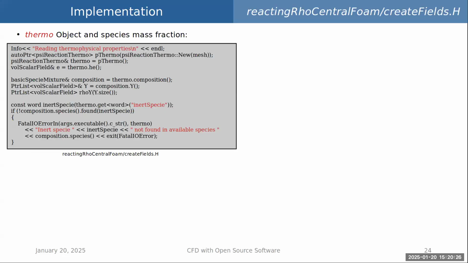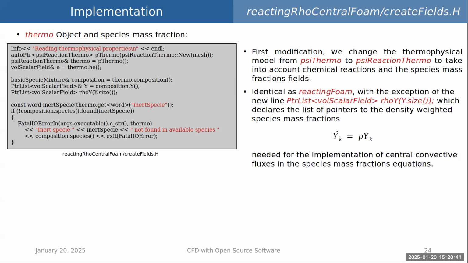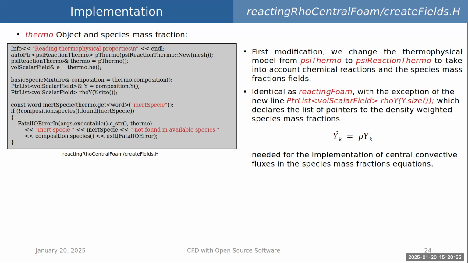So the first thing is to modify the thermo object and to declare the species mass fraction. In this case, we will use a cReactionThermo instead of psiThermo, since we want to take chemical reaction into account. So it's the same as in reactingFoam, but additionally, we declare a list of pointers to store the density weighted field needed for the implementation of the central convective fluxes in the mass fraction equation. So that's what is done here, basically.